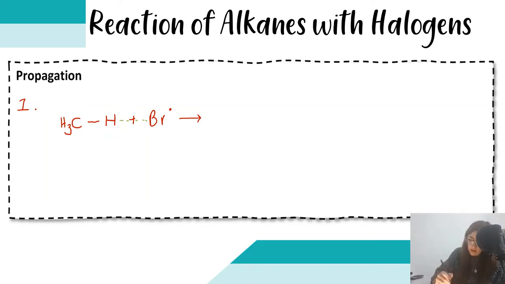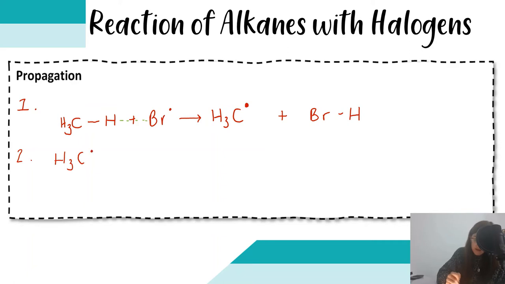So what we will end up with is our new radical, which is our methane, now missing a hydrogen, but as a free radical, it has an unpaired electron, plus a molecule of hydrogen bromide. A second propagation step would be if we started with the new radical that we have just formed, and it reacts with a molecule of methane, and we would form a new methane free radical, plus a new molecule of methane.